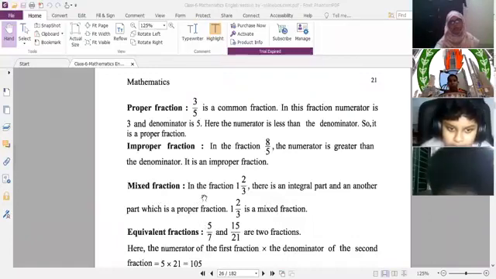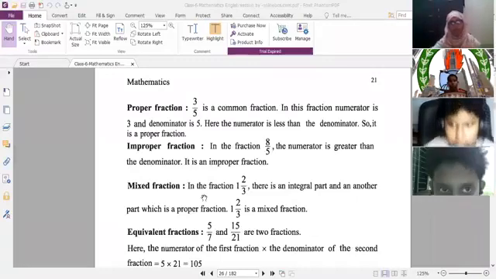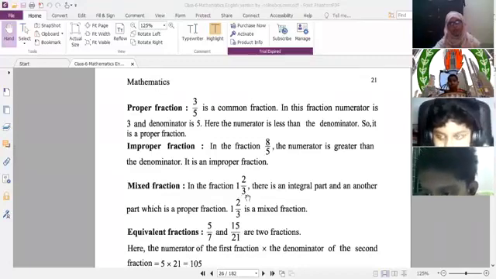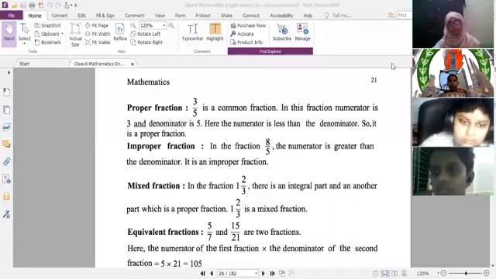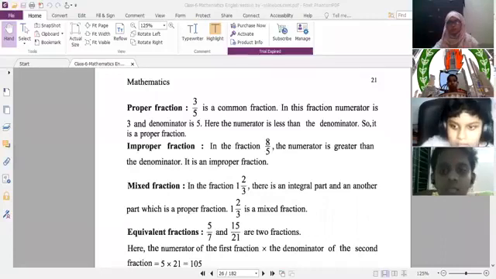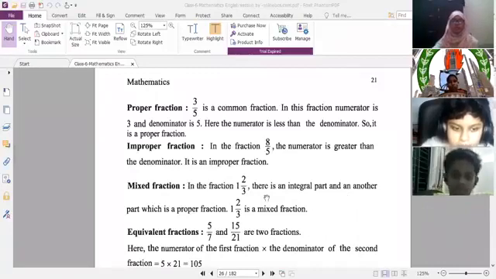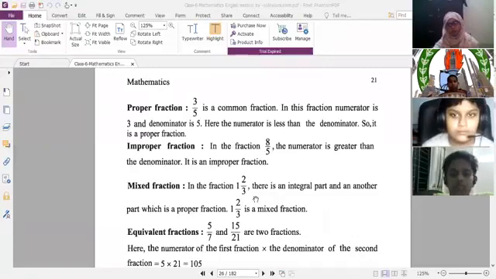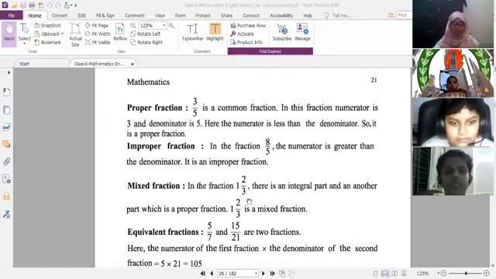Mixed fraction. Here we see that one part is an integral part and another is a fractional part. Yes, Lamim, have you any question? No, miss. So here we see that a mixed fraction has an integral part and another part which is a fractional part.